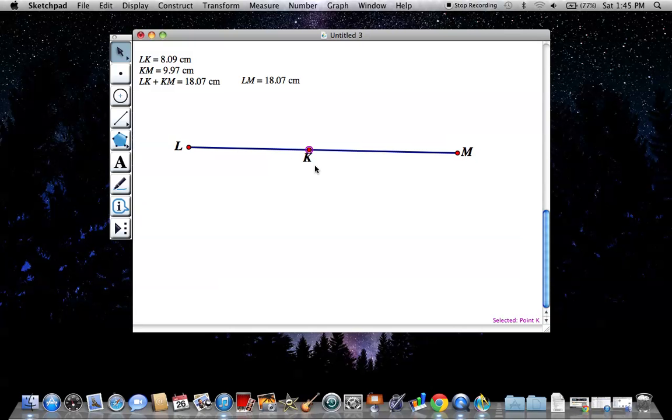So if I know each individual part of a segment, I can figure out the total of the entire segment. And that's what the segment addition postulate does for me. I'm able to add up all the individual parts to get the total. Okay. So that is all for section 2 in chapter 1.